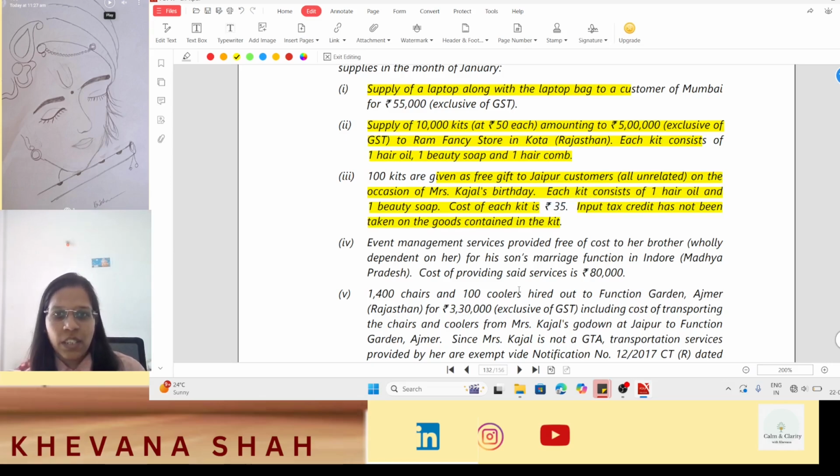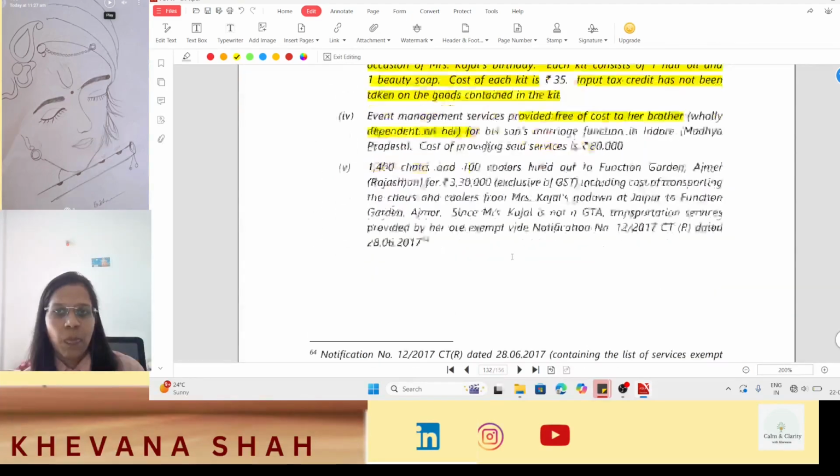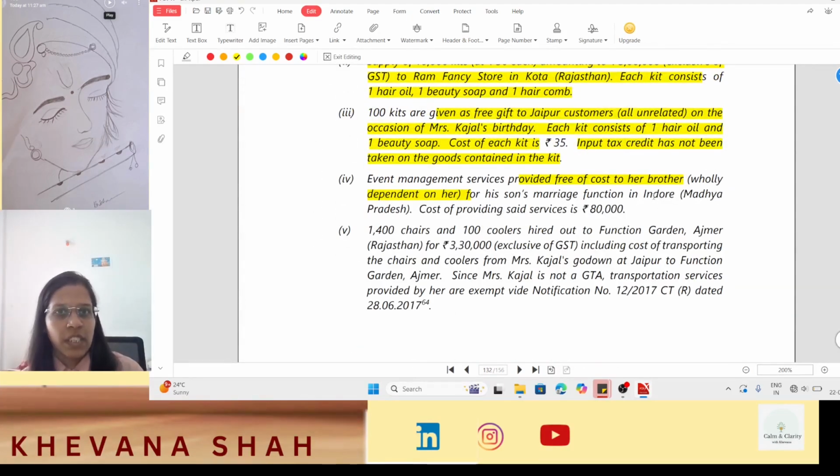Then the next thing is event management services provided free of cost to her brother, wholly dependent on her, so it is a related person, for his son's marriage function in Indore, and so it is in the course of furtherance of business from a related person. Importation of services, sorry, not importation of services because this is in India only, and the cost of providing services is 80,000.